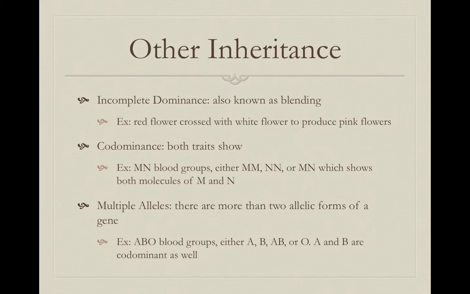And multiple alleles is when there are more than two allelic forms of a gene. And a good example of that would be your ABO blood groups. So you either have A, B, AB, or O. And A and B are codominant. So again, if you have AB blood, for example, you will show the molecules from A and B on your red blood cells.